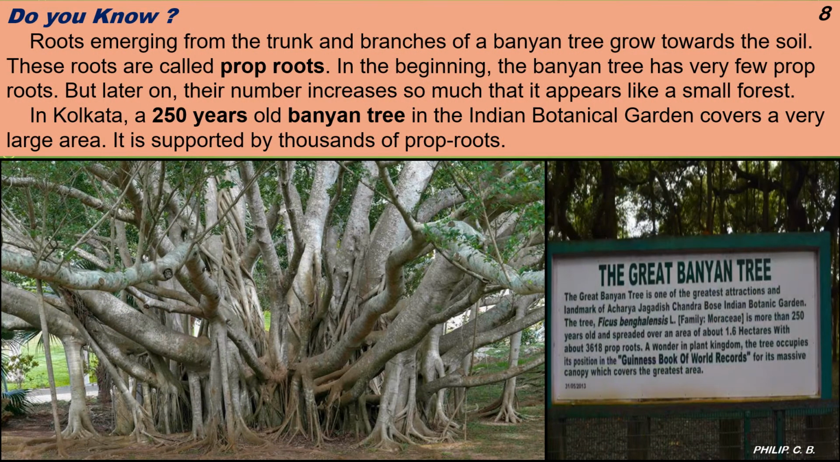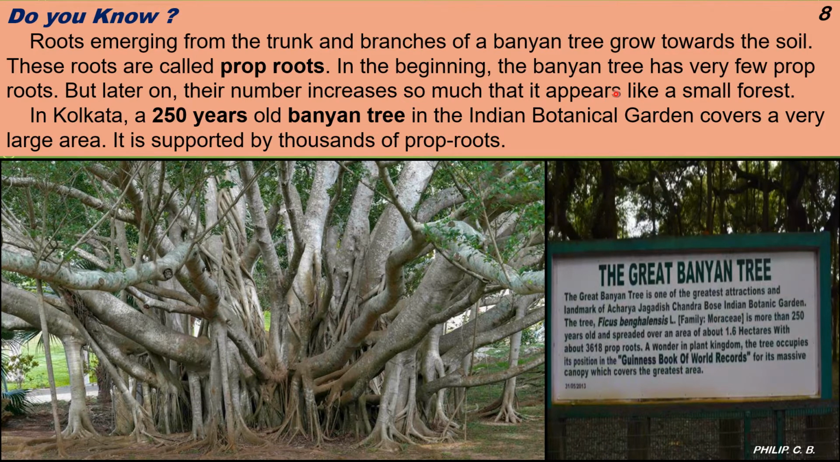Now the additional information which is given in the text. I added the image which is put up in the text: do you know, roots emerging from the trunk and branches of a banyan tree grow towards the soil? These roots are called prop roots. Now if you see here in the plants, some of the roots grow from the branches towards the ground, which are nothing but prop roots, another type of root.